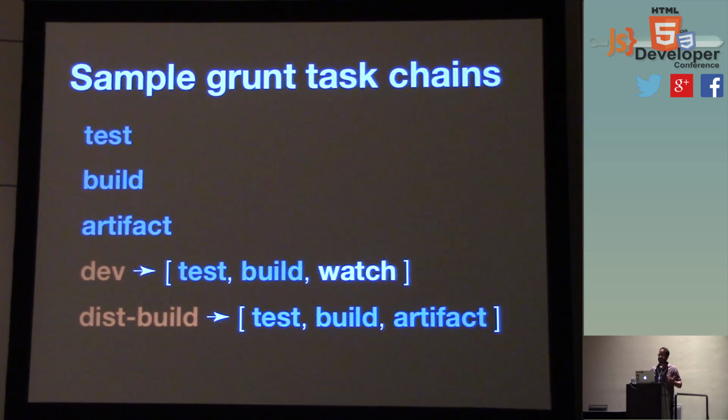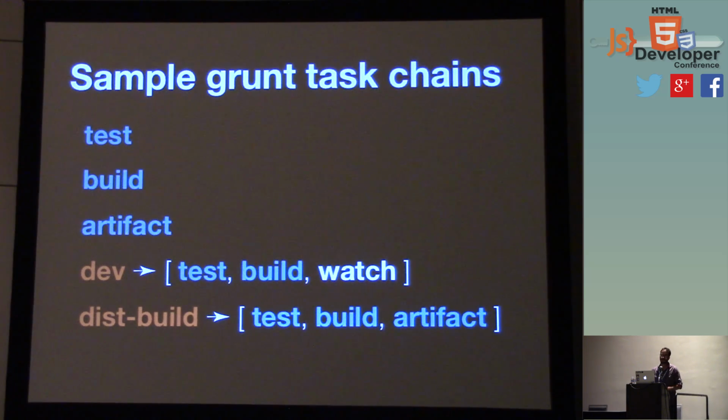So the task chains that I generally set up by default are here. A test task chain, which is not a task in itself. That's a chain of things that do testy type work. A build task chain, which does all the stuff necessary to get it visualized in dev and potentially in a dist build. Artifact, which in most of my cases is just compressed, because at the end of the day, all I really want is a tarball. But that could be RPM, could be something along those lines that builds up your artifact. And then dev is a task chain that tests, builds, and watches, and dist build is test, build, and artifact.